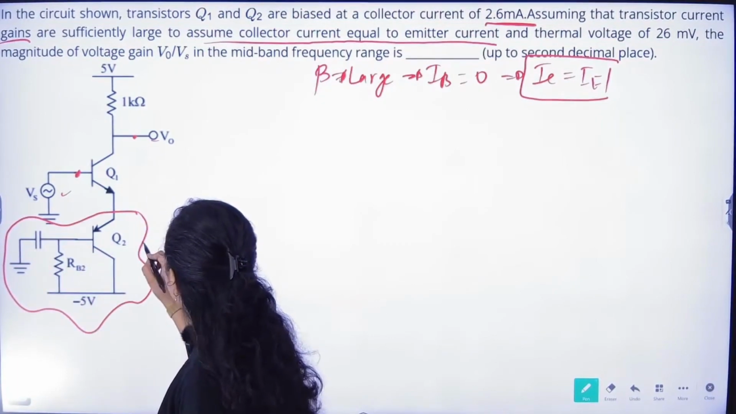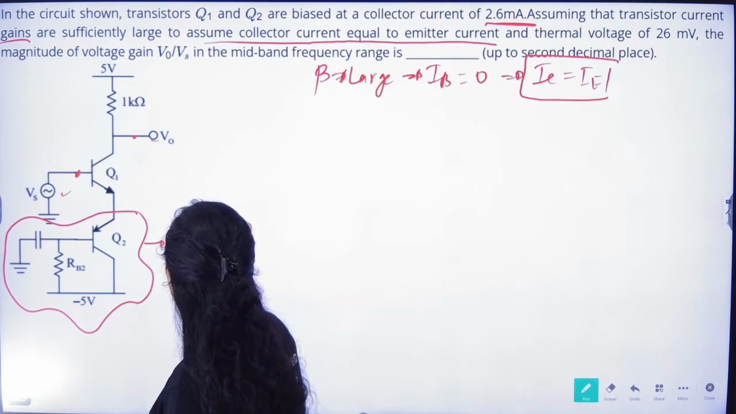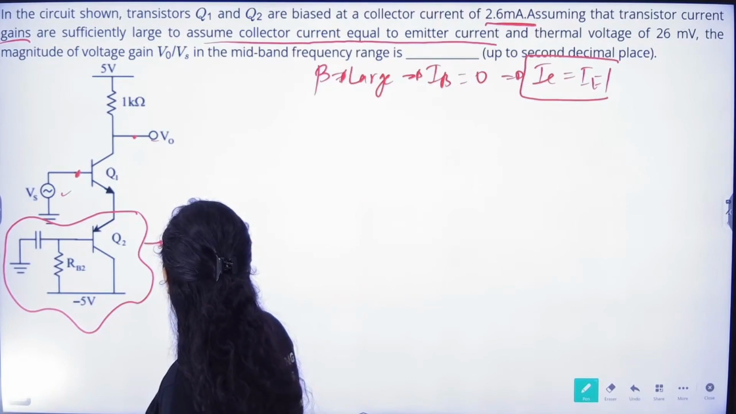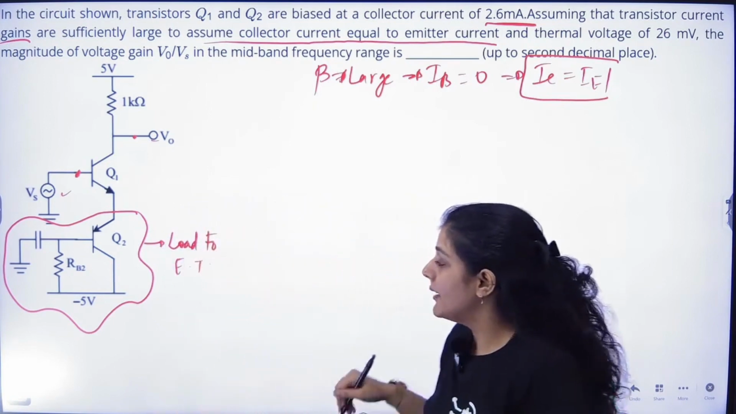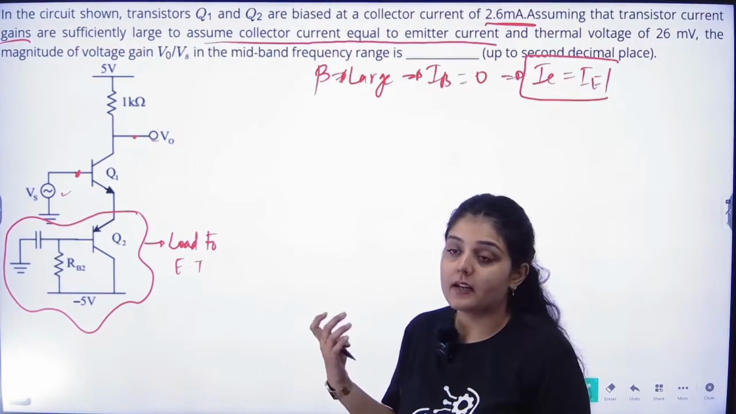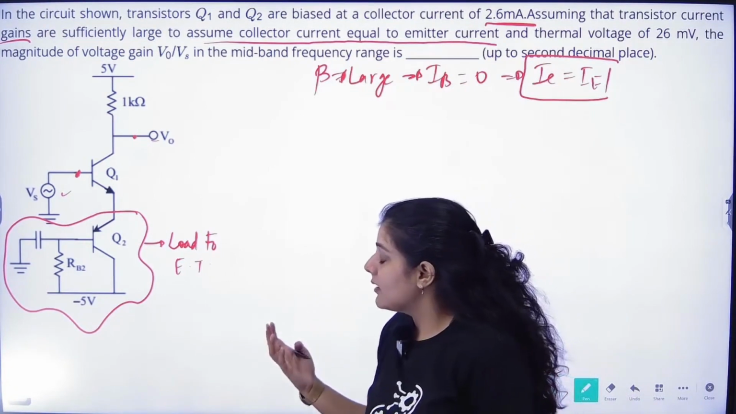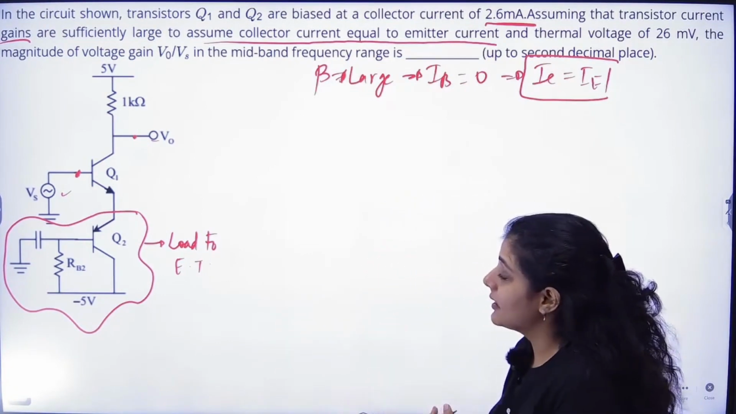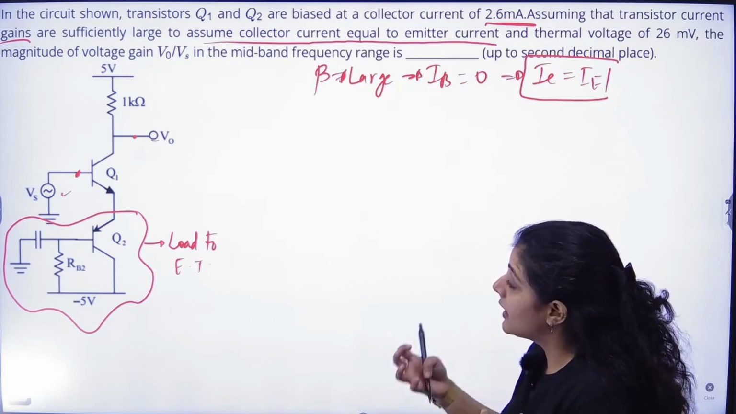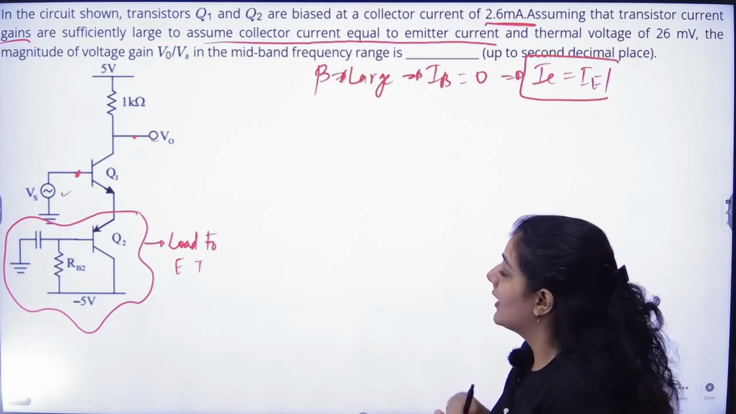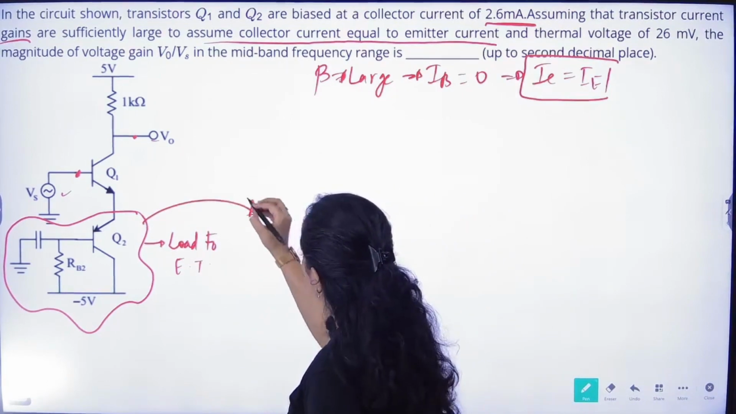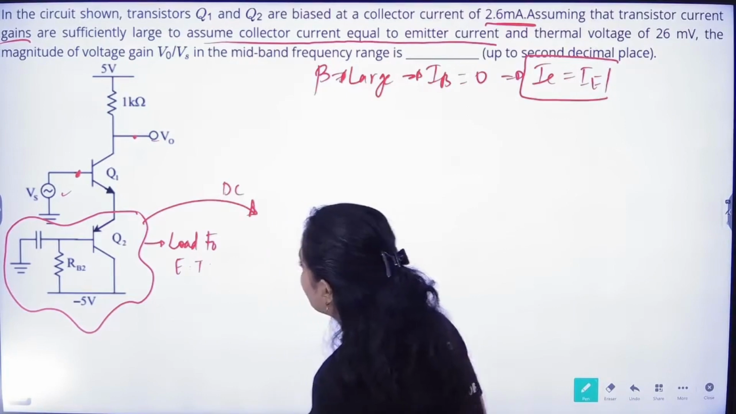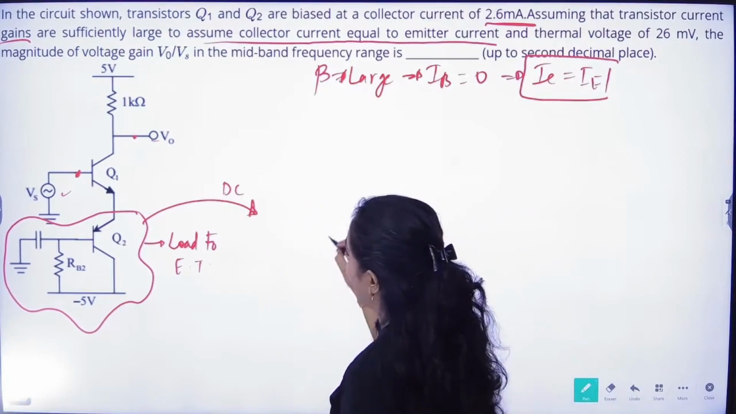This complete circuit, Q2, will be acting as a load to the emitter terminal. Now we have to replace this circuit in DC analysis in order to see how this particular load is acting. If I redraw this particular circuit into its equivalent DC, what will we have?